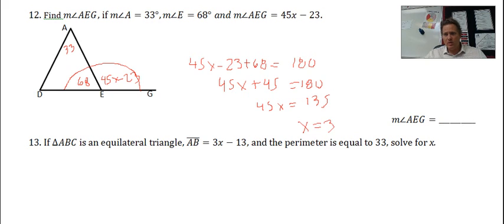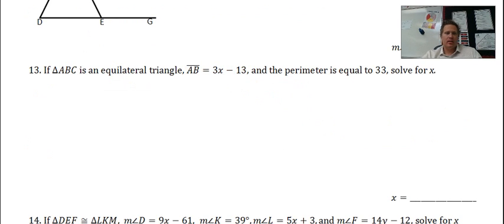And this is kind of stupid because it asks for AEG. Well, if I know that they have to add up to 180, I could have just done 180 minus 68, and that would have given me 112. Or I could have gone the longer way around and found out what x is, and now I found out x, and I can plug that back in to this equation right here. And that again would have gotten me 112. Either way, you would have gotten it. Not the greatest written question there.